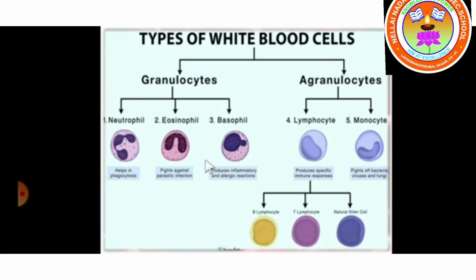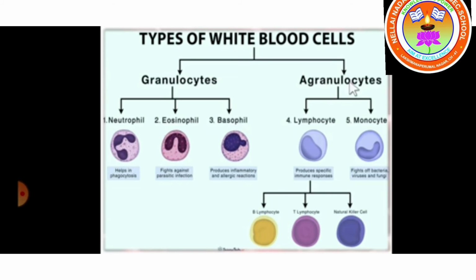We have three types of granulocytes. They are neutrophils, eosinophils and basophils. The cytoplasmic granules will be present in the granulocytes. From the name itself we can understand that granules are present here. When the granules are present in the cells, you can call them granulocytes. So we have three types of granulocytes: neutrophils, eosinophils and basophils.